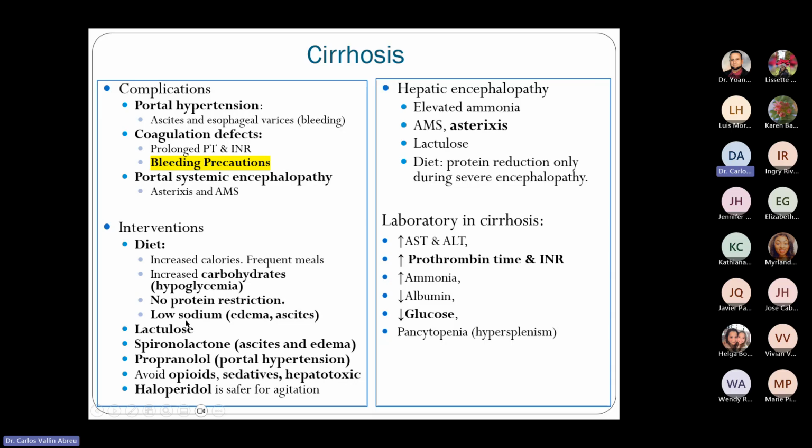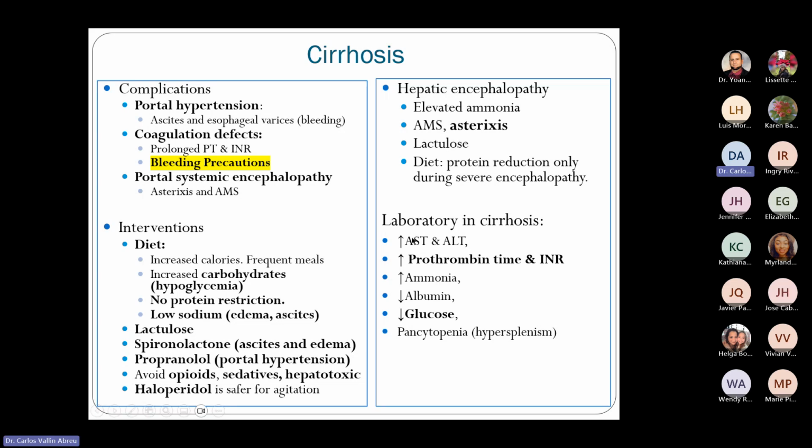Remember that there is a medication called lactulose that is indicated to decrease the ammonia and to treat the altered mental status that is produced by the impregnation of the brain by the ammonia. And there are other medications that could be used, like propranolol to lower the portal hypertension, and spironolactone or other diuretics for the management of the ascites and edema. Medications that are hepatotoxic or that produce sedation or depression of the nervous system should be avoided in those patients because they can make them worse.